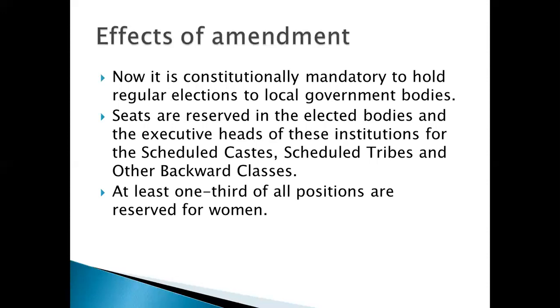Now, what were the changes that were made in this amendment? How did they make the third tier of government more powerful and effective? So let's see. First, now the constitutional mandate was there to hold regular elections to local government bodies. That means earlier to that, no local government body elections were held, and the people were elected or nominated by the state government itself. But now it was constitutionally mandatory that regular elections will be held for the local government bodies. Also, for proper representation of the population, it was decided that seats will be reserved for scheduled castes, scheduled tribes, and other backward classes.